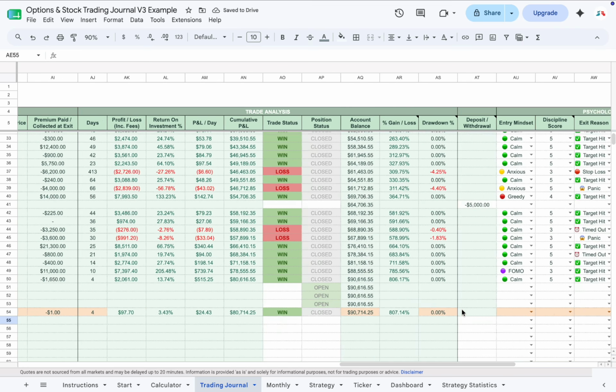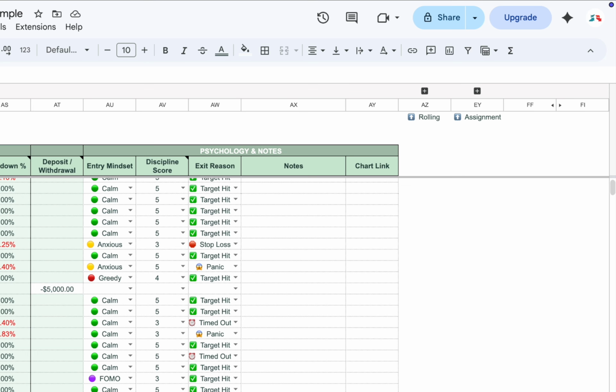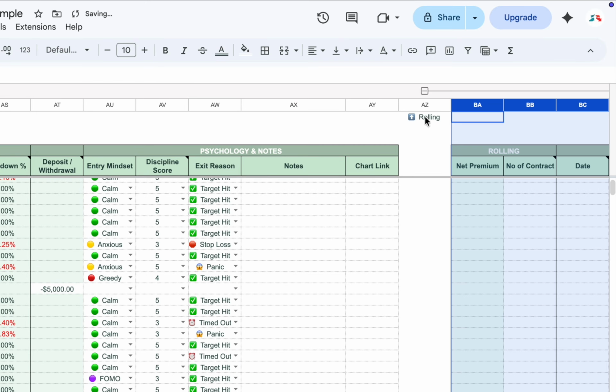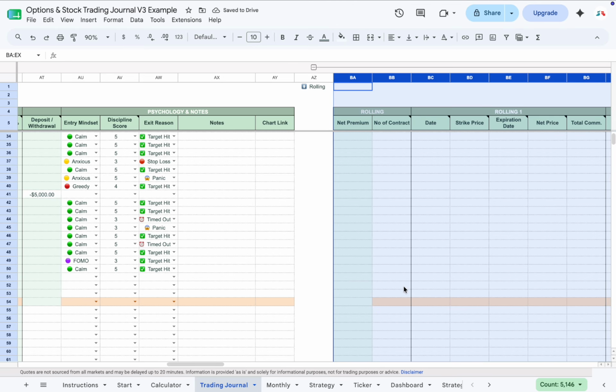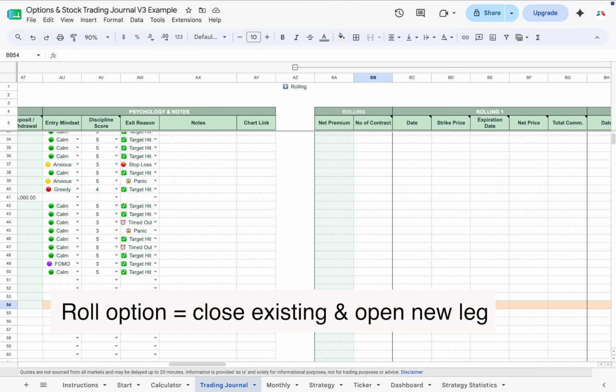Many option strategies involve rolling a position to extend duration, adjust strike prices, or manage risk. For this situation, the journal includes a dedicated rolling trade section. To access it, go to column AZ and click the plus icon to unhide the rolling trade columns.